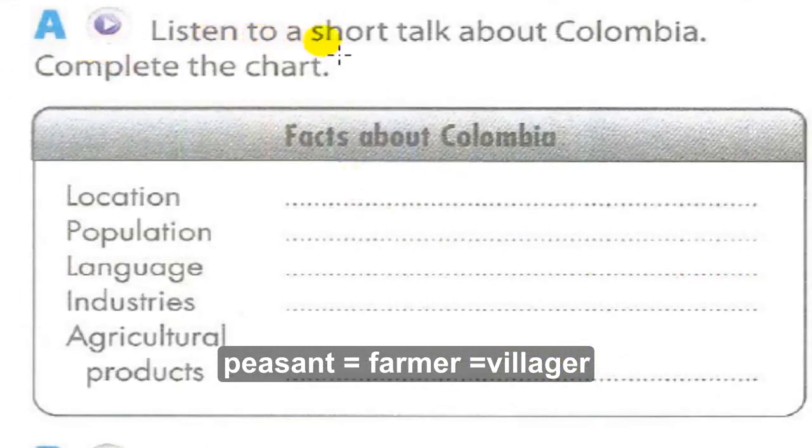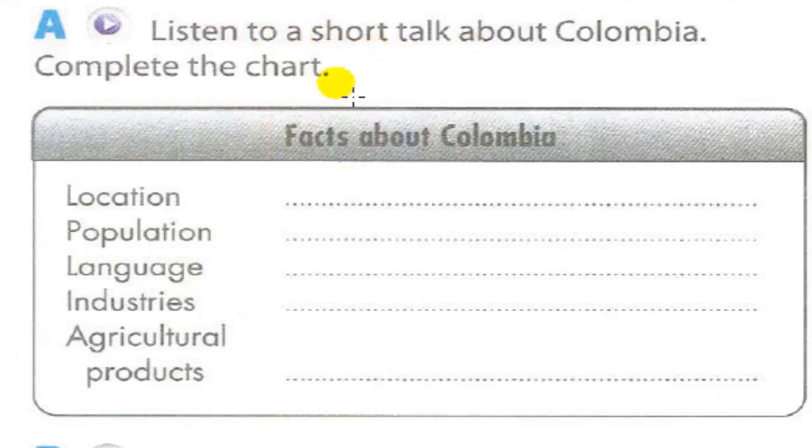A. Listen to a short talk about Colombia. Complete the chart. Facts about Colombia. In this exercise, you're going to listen and write the answer. Location, place, where is Colombia? Population, the number of people. Language, industries, agriculture products.